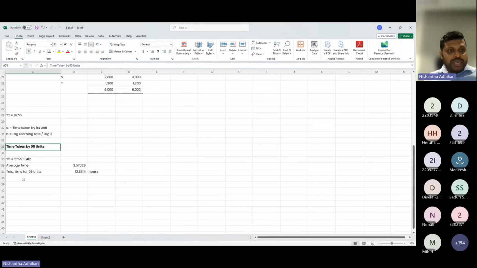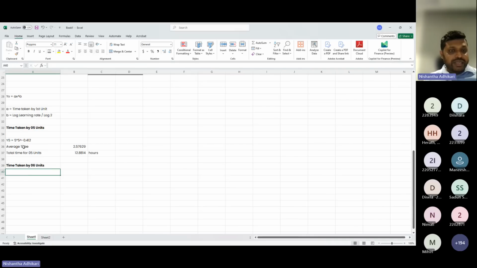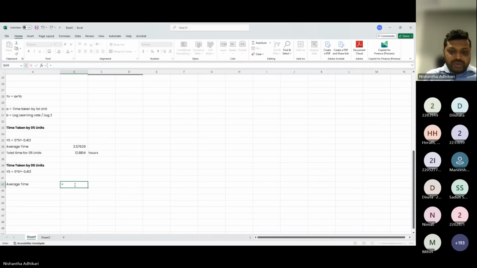Now I will work out the time taken by 6 units. If I produce 6 units, what is the total time required? When I calculate that, again you have to calculate the average time. Now here it should be 6, right? Average time equals 5, the time taken by the first unit, into the number of units you are going to manufacture, 6 power minus 0.412. Then you will get the average time.